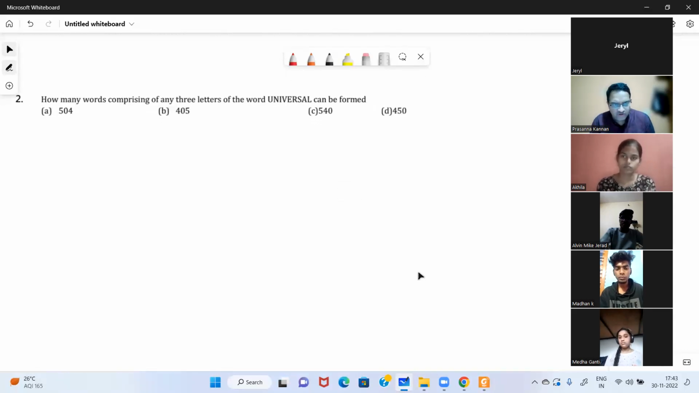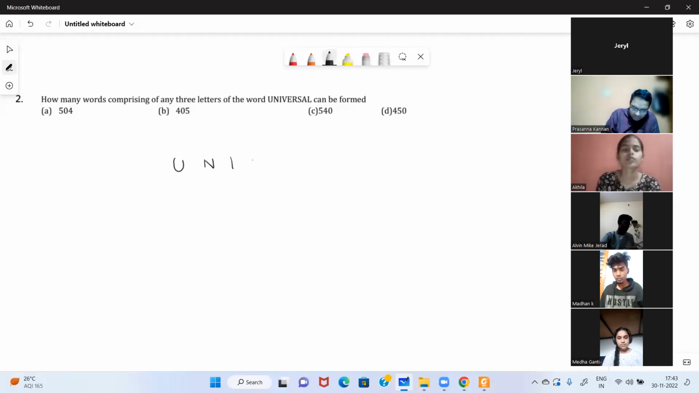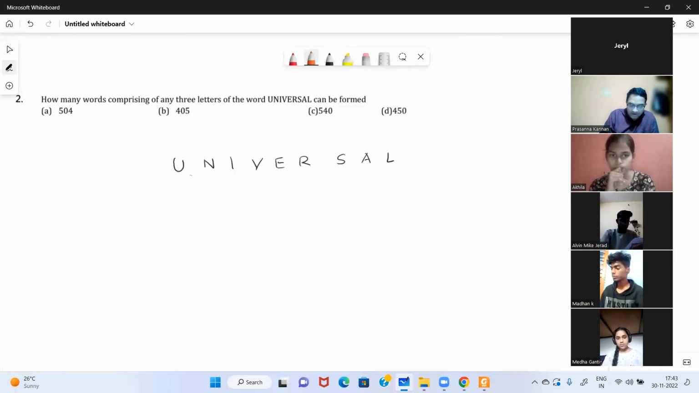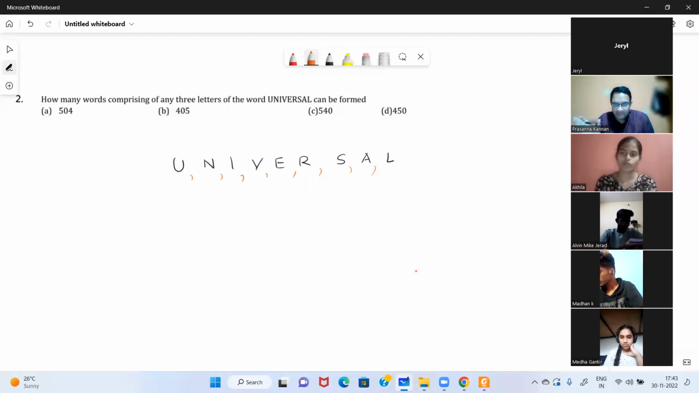How many words comprising of any three letters of the word universal can be formed? Now just observe the letters of the word universal. How many letters are there? 9 letters. Is there any letter which is repeating itself, or are all the letters distinct? There are no repetitions, sir. Now we have to form words comprising of 3 letters.